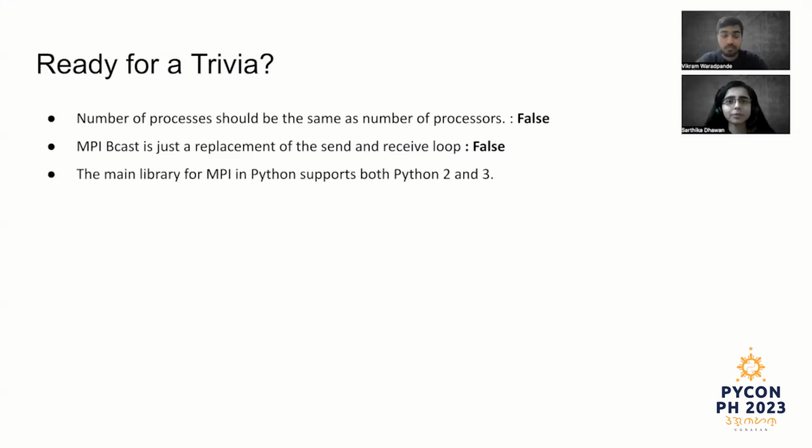Okay, now the next one is: the main library for MPI in Python supports both Python 2 and 3. Yeah, so this is true. MPI has been around in Python for quite some time, so it has support for both Python 2 and 3.